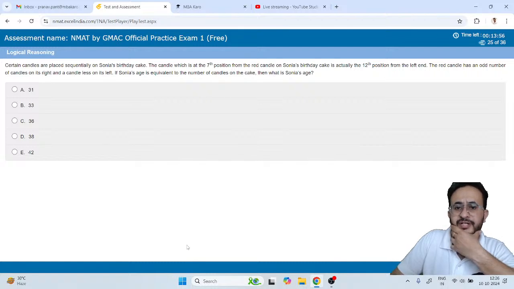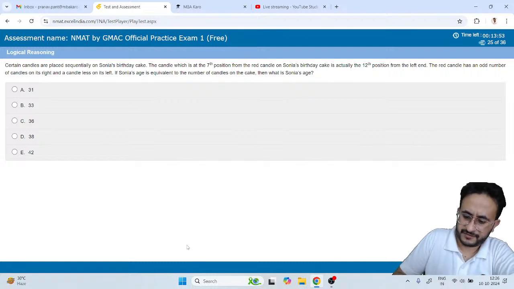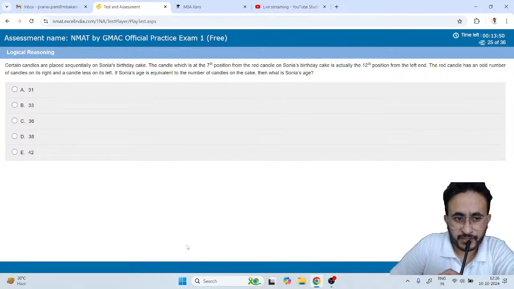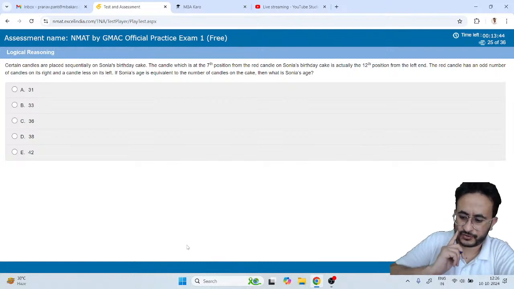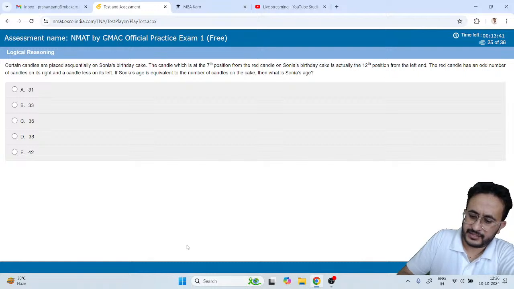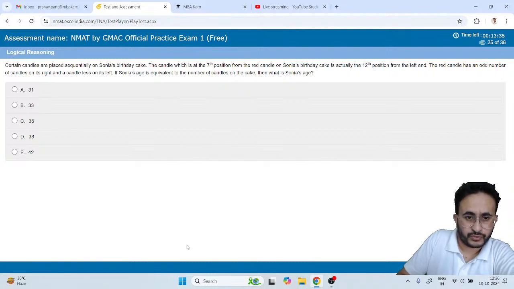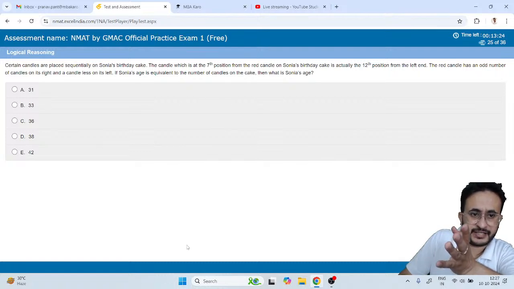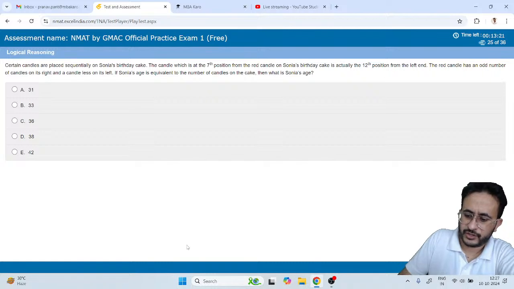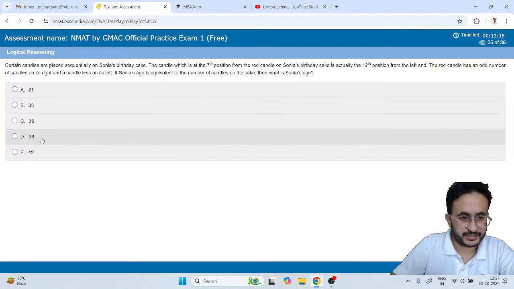The candle which is 7th position from the red candle is actually 12th position from the left end. Odd number of candles on its right, and a candle less on its left. Okay, so in that case, red will have too many candles on its right. So red is 19. So on the left it has 18, on the right it will have 19. So total it will have 38 candles.